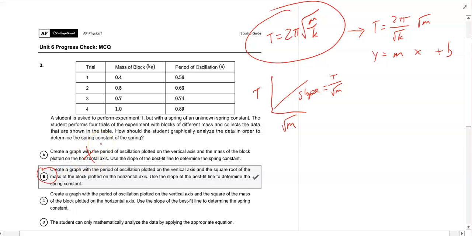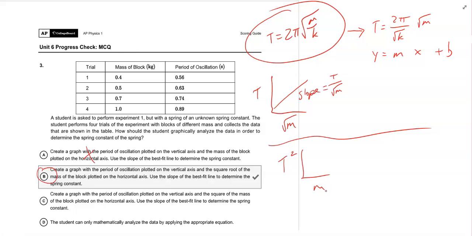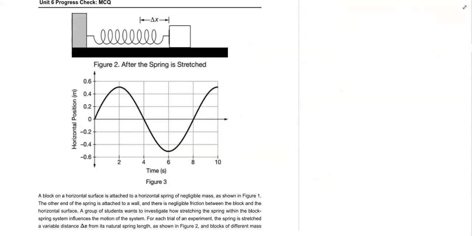We eliminated A. C, period versus the square of the mass. No, again, period is proportional to the square root of the mass, so we don't want that. And D isn't going to work for us either. Now, if I were doing this on my own, I probably would have plotted period squared versus mass. That's how we've done it in class. It all works the same. So anyway, that's that.